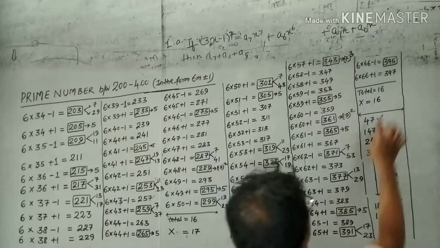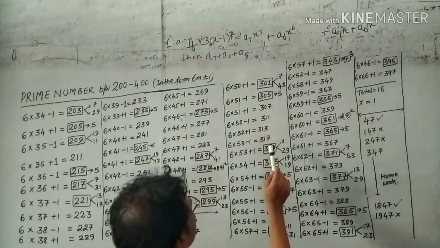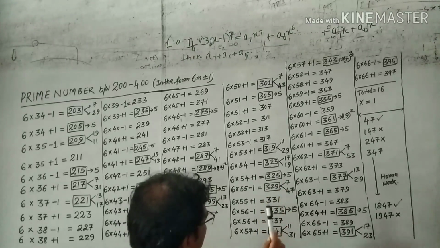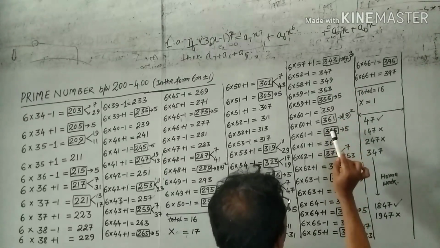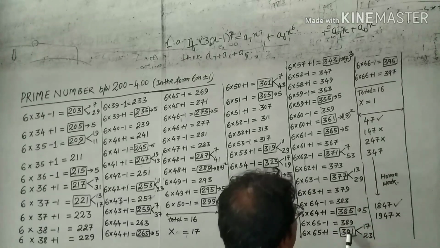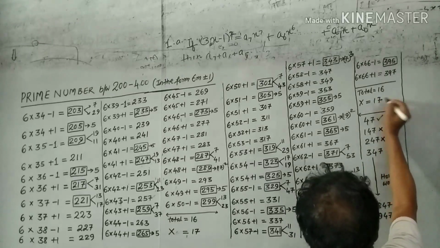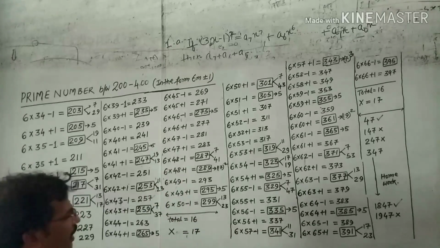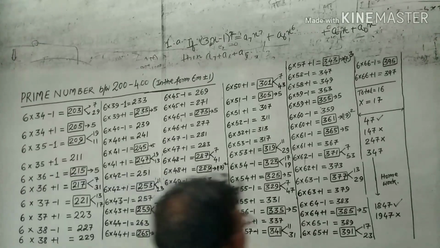Let me count again. How many numbers will be there? 1, 2, 3, 4, 5, 6, 7, 8, 9, 10, 11, 12, 13, 14, 15, 16, 17. So 17 numbers. So here are 16 primes and here are 17 non-primes. So, another interesting topic.